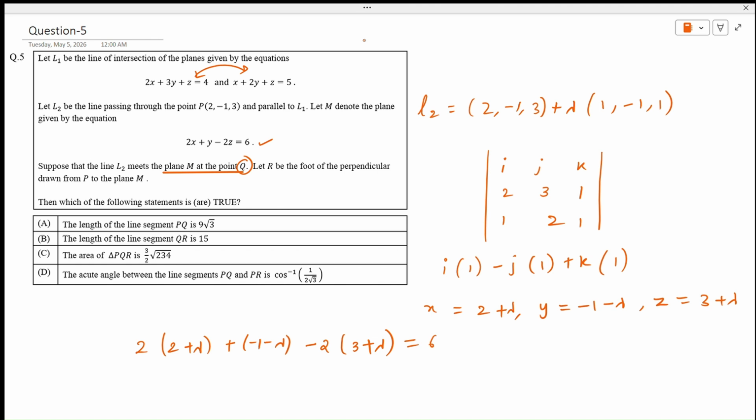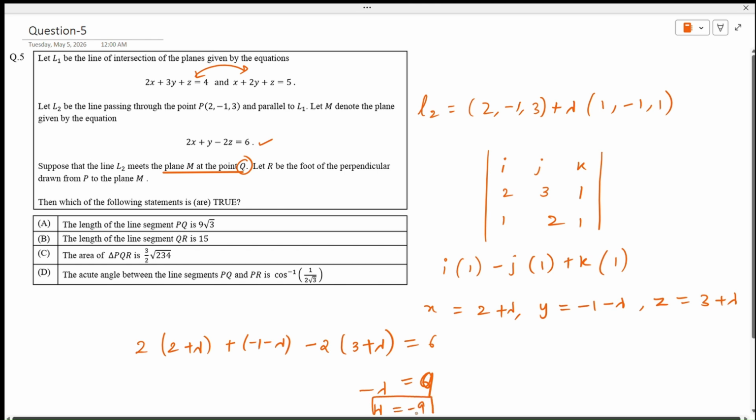So this is 4 minus 1, 3. 3 minus 6 is minus 3. If we send it to the other side, we'll get 9. And 2 lambda minus lambda is lambda. Lambda minus 2 lambda is minus lambda. So lambda is equal to minus 9. If we substitute it here, we'll get Q. So Q is 2 plus minus 9, minus 7. And minus 1 minus of minus 9 is 8. And 3 minus 9 is minus 6. So Q is minus 7, 8, and minus 6.